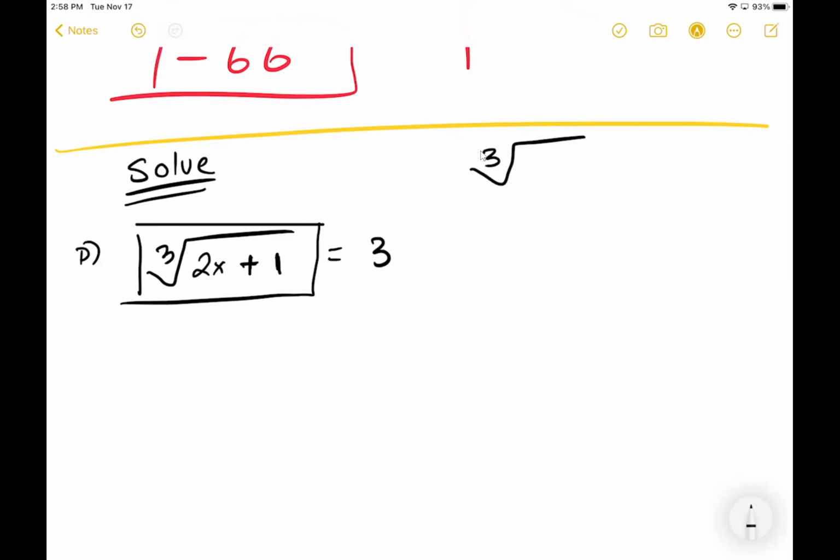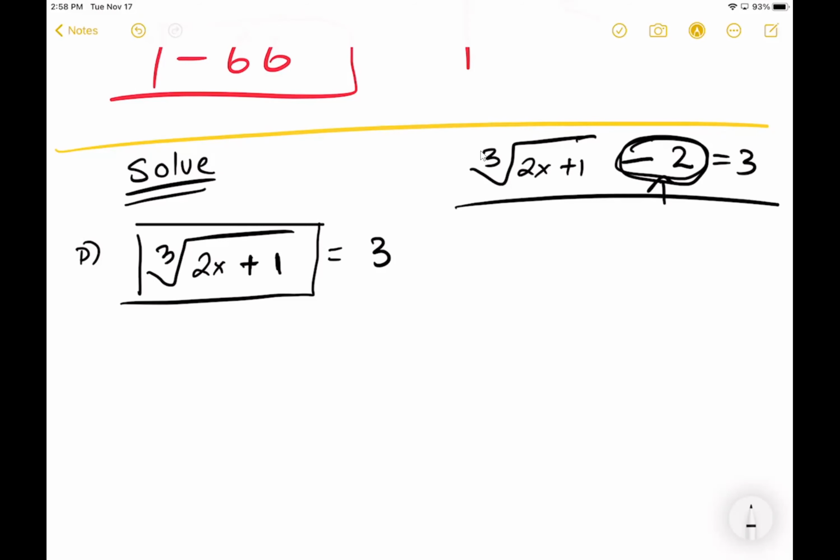If I have cube root of 2x plus 1 minus 2 equal to 3, as you can see, if there is some addition or subtraction, then it is not by itself. And if it's not by itself, then we need to do some operation before we can get rid of this, right? So we don't care about this for now. Let's forget it.